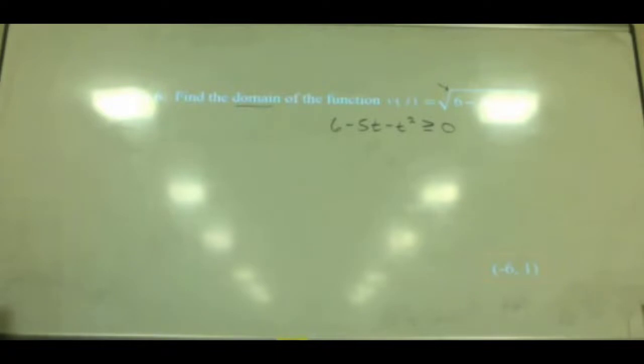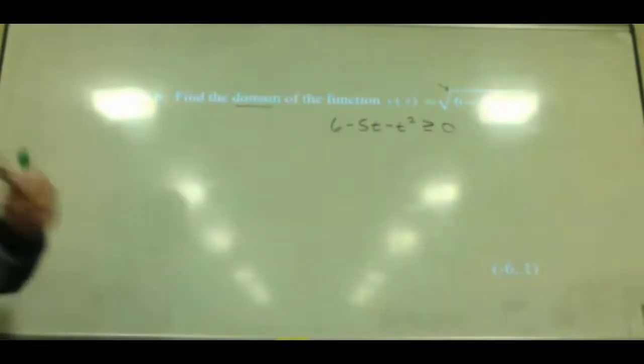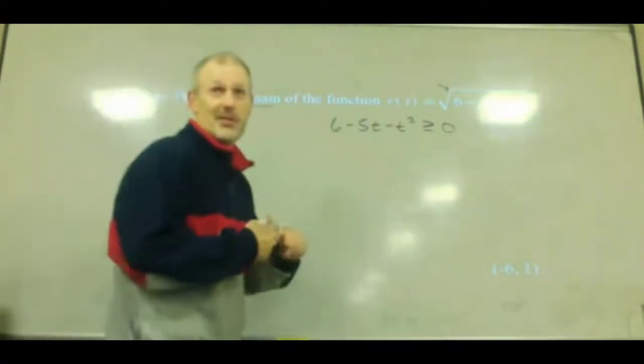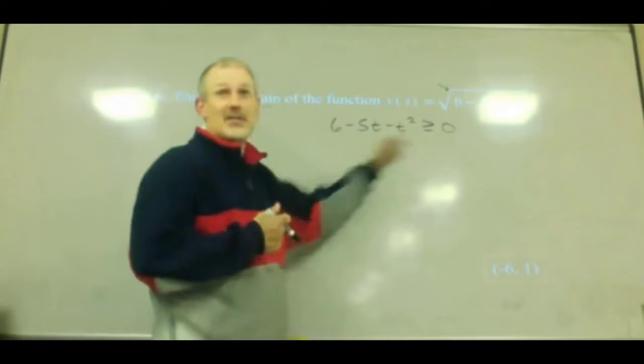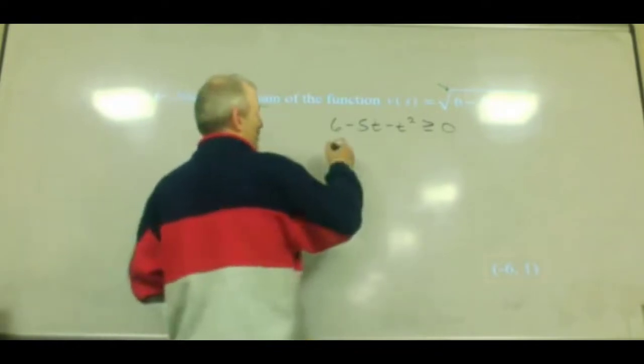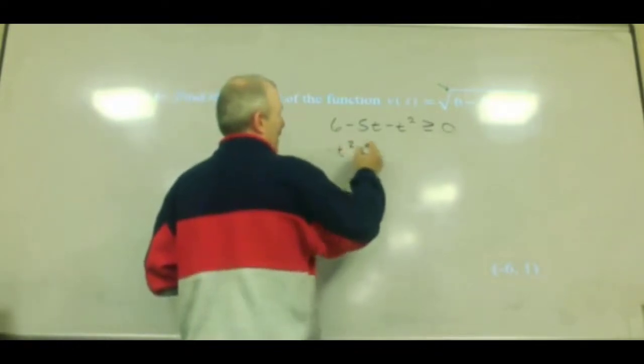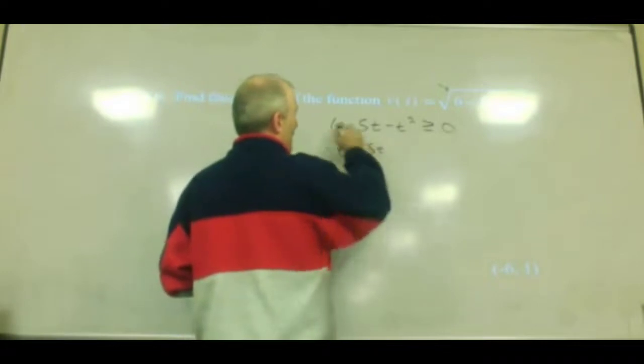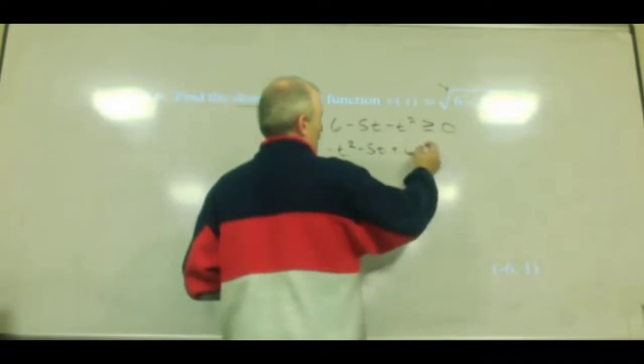So, this is a quadratic. It has a degree of 2, right? But it's written in the wrong order. I don't like that. Let's switch it around so it looks normal to us. And that means we would put which one first? The negative t squared, because we want that to be first. And then the minus 5t would go second, and then the 6 would go last. Is everybody okay with that? We just rearrange the order?